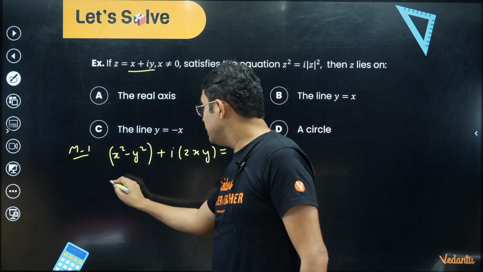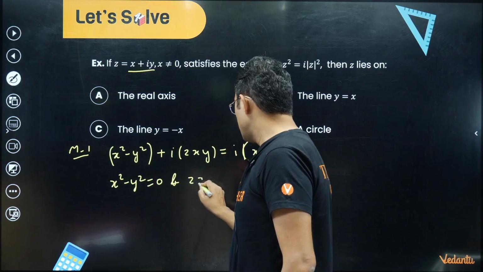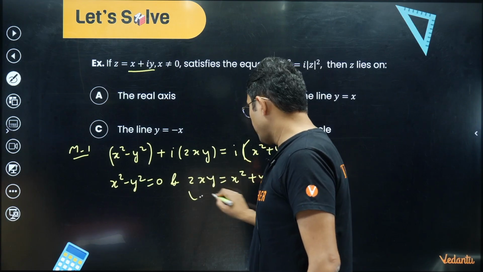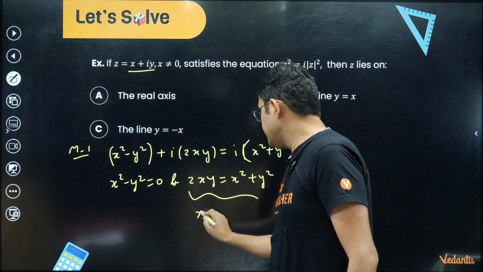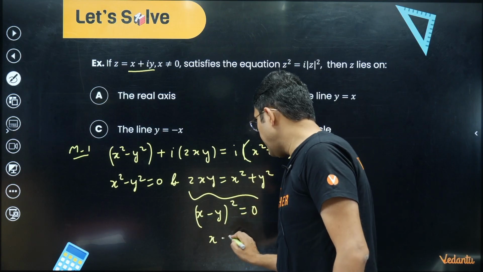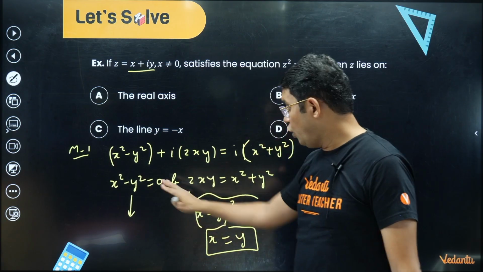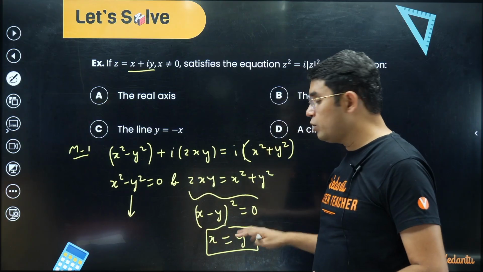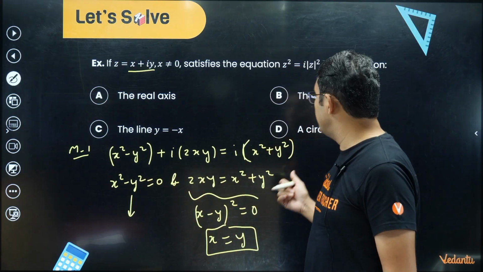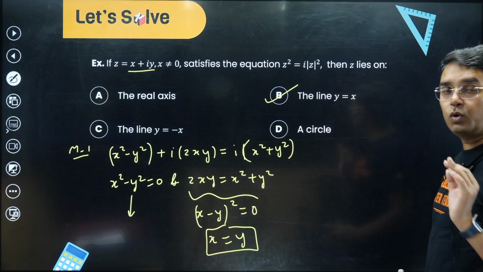Now two things: one is x square minus y square is equal to 0, and second thing is 2xy is equal to x square plus y square. Now from this alone we can say it becomes x minus y whole square is equal to 0. So we get x is equal to y, and that is actually coming from the first also. Although that has two possibilities, x is equal to y or x is equal to minus y, in order to satisfy both of them, we will go with x equal to y. So the answer will be B for this question.